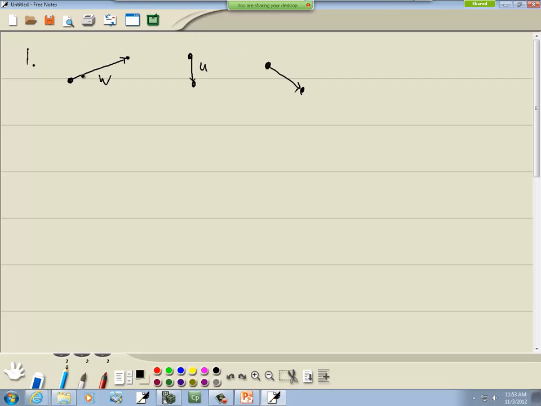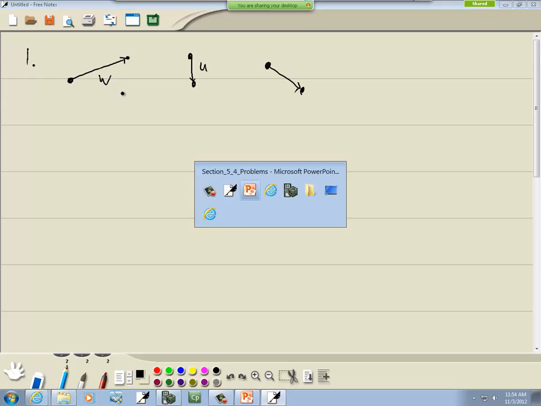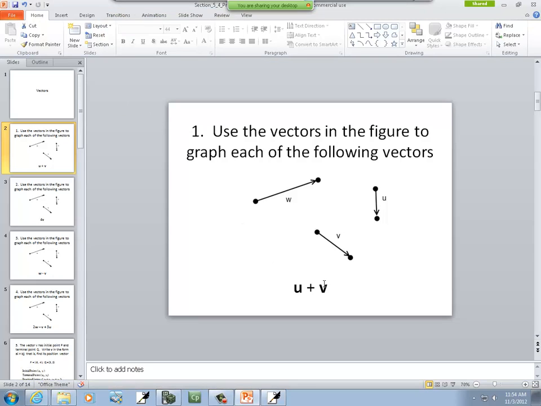A vector has a certain distance that goes along with it. We'll see that's called magnitude. And it's got an angle it's at. See how this angle is different than these angles over here? It's got an initial point. It's got a terminal point. Vectors are used a lot in physics. Now these first problems want us to do geometric operations using these 3 vectors.